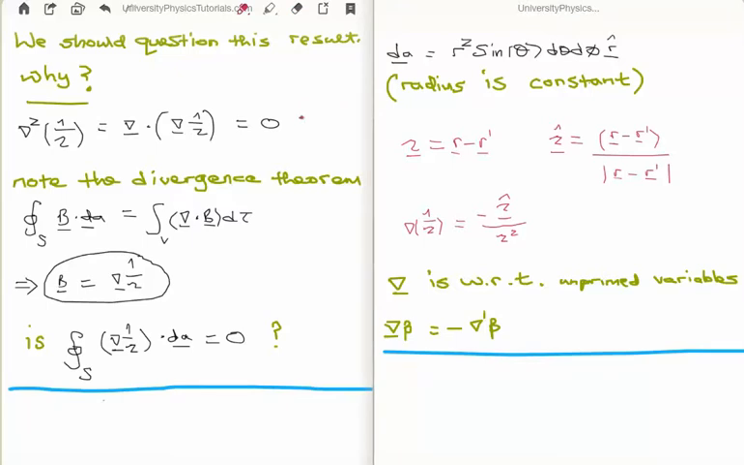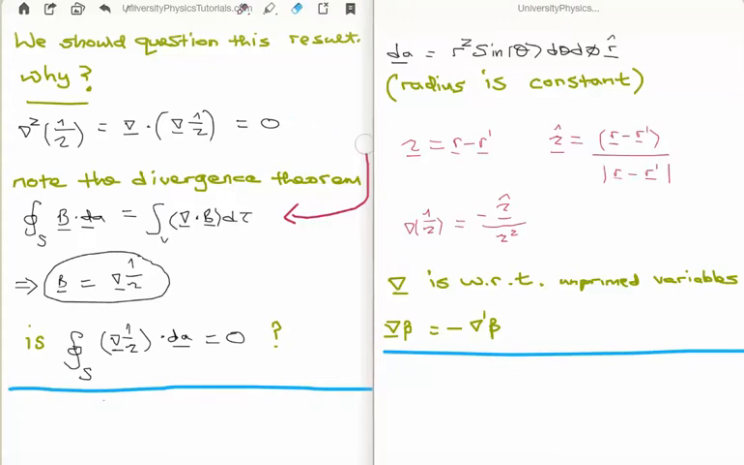So if we just compare these particular equations here, what we see is that the right-hand side of the divergence theorem is 0, which implies that the closed surface integral of the gradient of 1 over the magnitude of the separation vector, dotted with the infinitesimal area element, is 0. So what I'd like to do now is actually compute this particular surface integral and see what happens.